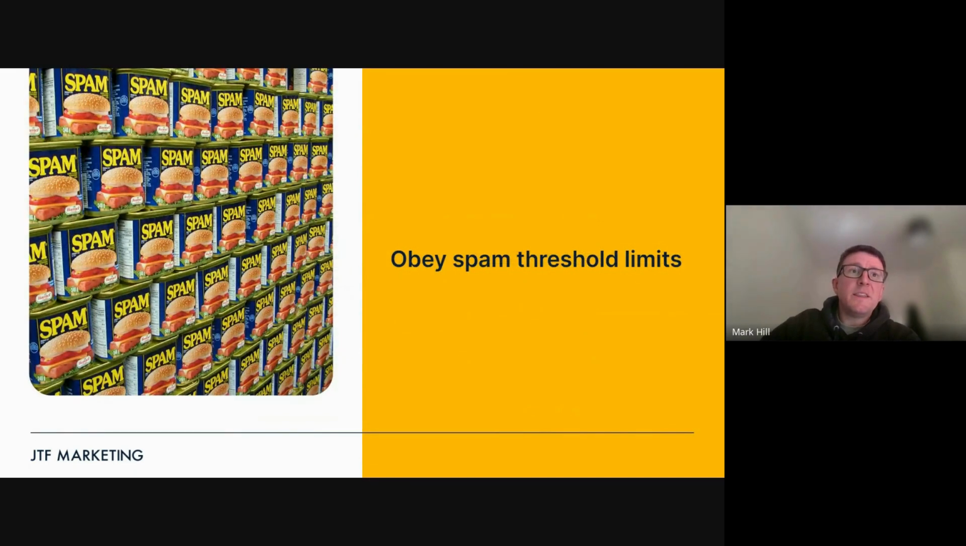And then finally, you must also obey the spam threshold limits. Google and Yahoo will be enforcing a clear spam threshold rate that you must stay under. That means in Postmaster Tools, you must be below 0.1% and avoid ever reaching 0.3% or higher.